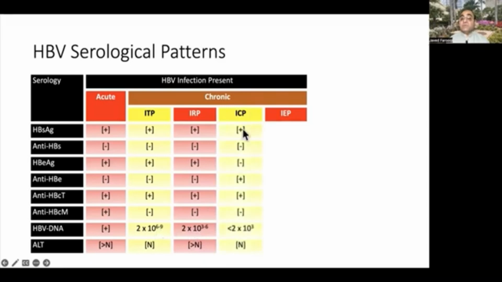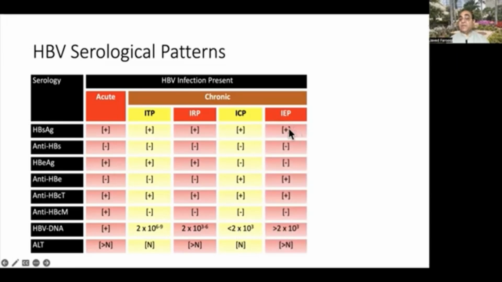In the immune control phase, again, HBs antigen positive, anti-HBs negative. Now the E antigen is negative and, in reverse, the E antibody is positive, core antibodies positive again, and the PCR load is at its minimal, and ALT is normal. In the immune escape phase, again the HBs antigen is positive, anti-HBs negative, E antigen positive, E antibody negative. The total core antibodies are positive, IgM core antibodies negative, and the DNA level is positive but less than the immune reactive or immune tolerant phase, though higher than the immune control phase.